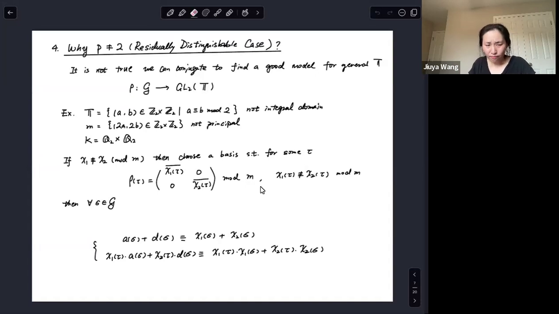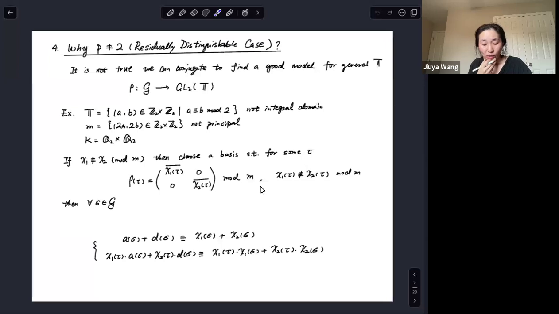For example, the Hecke algebra can actually come up as some local ring that looks like some subring of Z2 cross Z2, cut out by a congruence condition. Firstly, it is easy to notice that it is not a DVR because it is not even an integral domain. For example, you can use (2,0) times (0,2), and this is going to be 0.